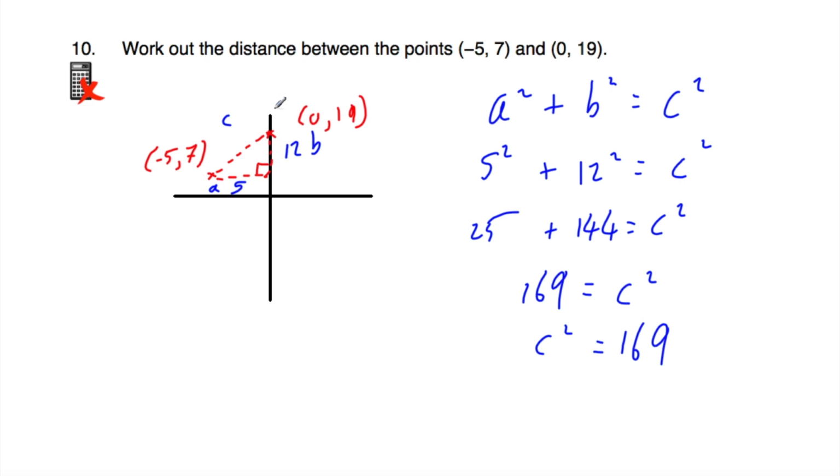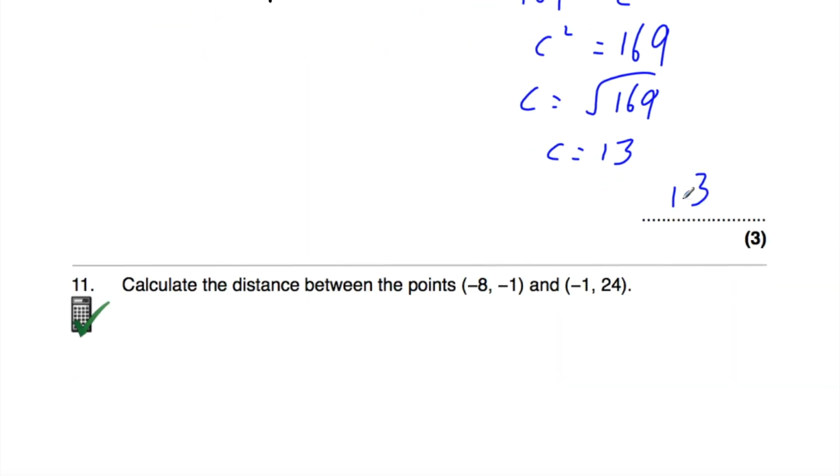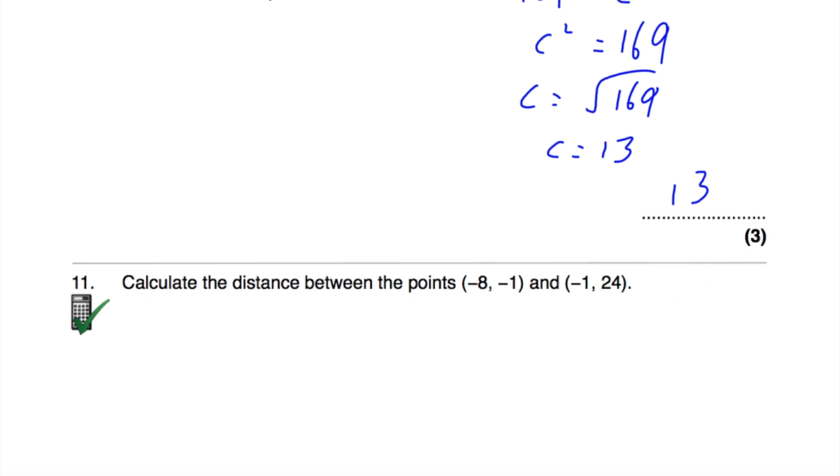And finally, we want to find the length of C, that's C squared, so we need to square root. So C is equal to the square root of 169. Now 169 is actually a square number. 12 squared is 144. 13 squared is 169. So C is equal to 13. So the distance between those 2 points is 13 units. So the answer is just 13. And that's it. Okay, let's look at our next question, question number 11.